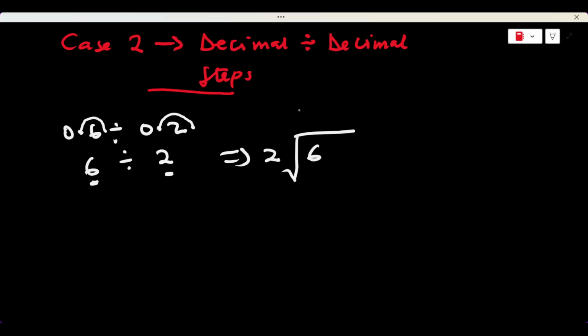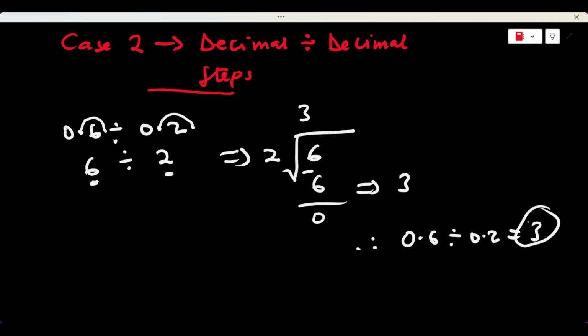2 goes into 6, 3 times. 2 times 3, 6. Subtract 6 from 6 gives you what? 0. Because we get 0 as our remainder, our final answer is 3. I hope that is clear. And this is the final answer. Therefore, 0.6 divided by 0.2, the answer is what? 3. I hope that is clear.